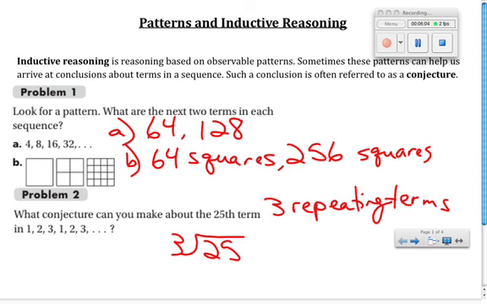How many 3's go into 25? 8. And then, more importantly, what's my remainder? 1. Remainder 1. That remainder tells us what part of the repeating sequence is your answer. So, since my remainder is 1, I look at the first term in my sequence, which was 1, and there's my answer.